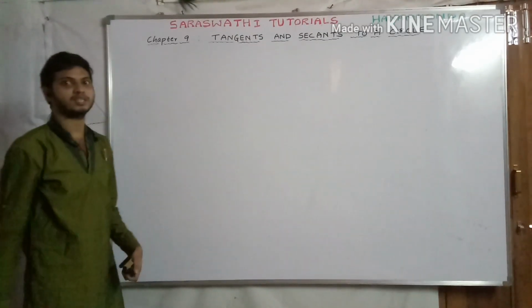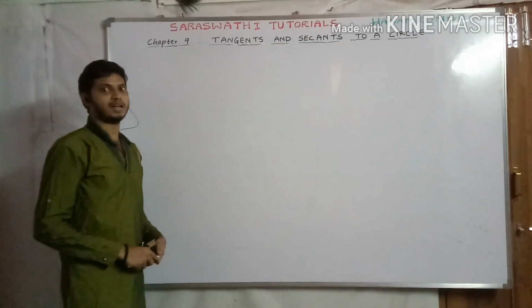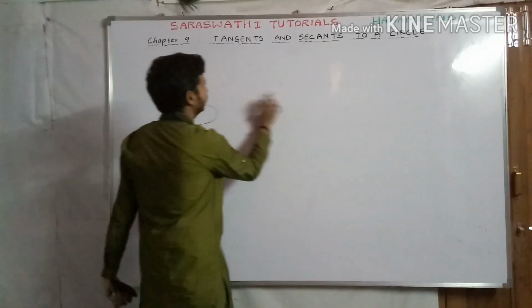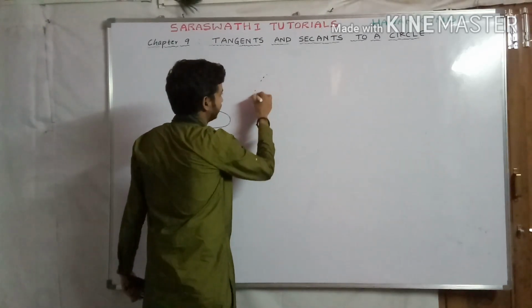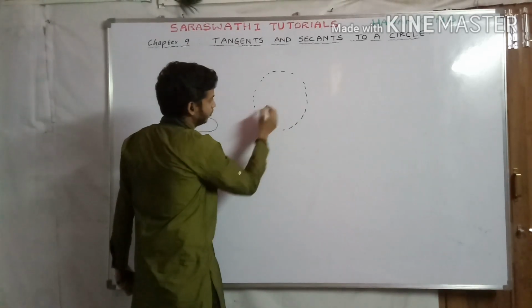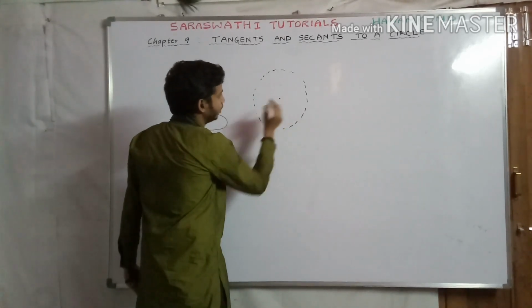In this video, we are going to discuss chapter 9 of 10th class, that is tangent and secant to a circle. Let us start with some basics regarding this chapter. First, what is a circle? A circle is a set of points which are equidistant from a fixed point.